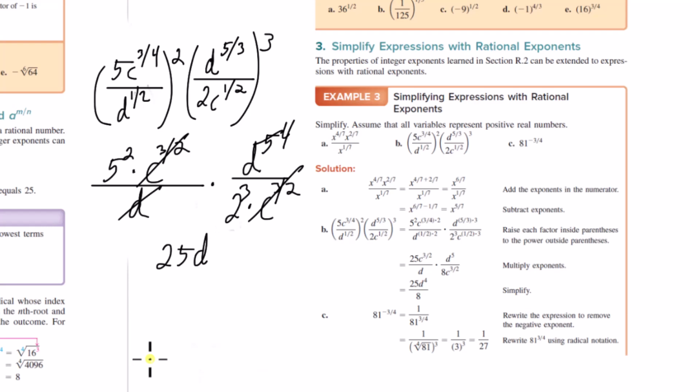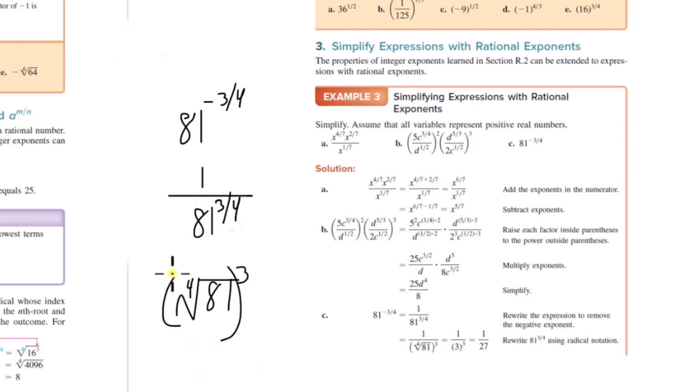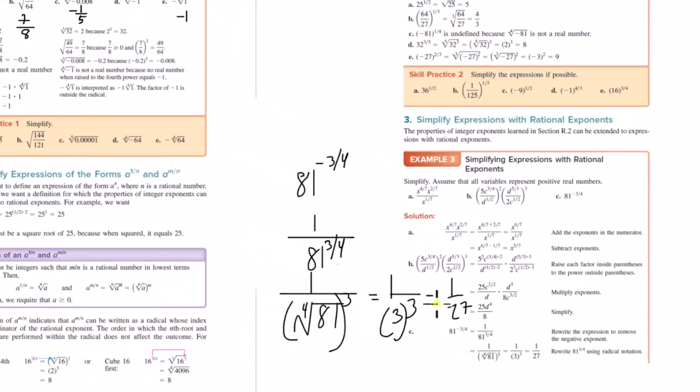There we go. Okay, now 81 to the minus 3/4. So you might look at this negative with an even index and think, oh, there's a problem here. No, the base can't be negative, but the exponent is fine. So we can write this as 1 over 81 to the 3/4, which is the principal fourth root of 81 cubed. So let's see, 3 to the 4th is 81, so 1 over 27. There we go.